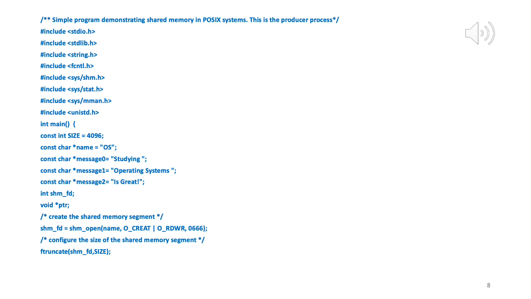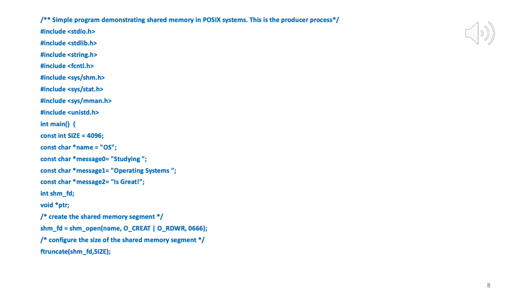Now next we have some pieces of text. Constant char star name is OS, constant char star message 0 studying, message 1 operating system, message 2 is great. So what we are doing is we are declaring a set of pointers, and each pointer is pointing to a string. So somewhere in memory there will be space reserved for, let's say, 3 characters, OS followed by the null. So remember that all the strings are null character terminated.